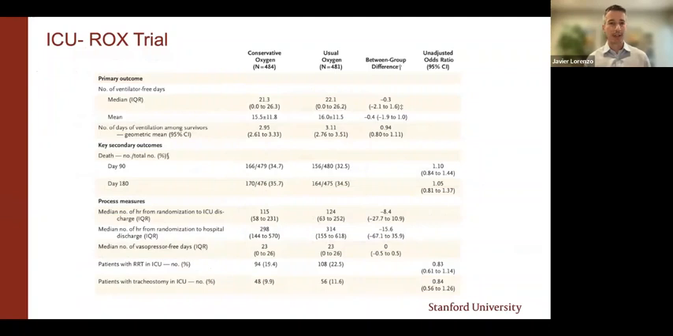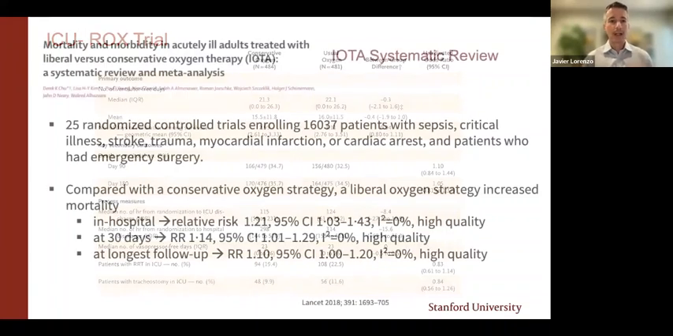And then there's no difference in any of the other process measures, like number of patients who needed dialysis, or number of patients that needed tracheostomy or other support for chronic respiratory failure. So it made no difference whether you were randomized to a restrictive oxygen target or a liberal oxygen target.